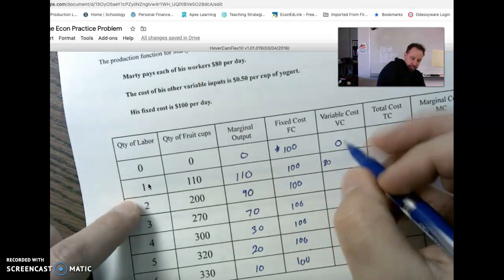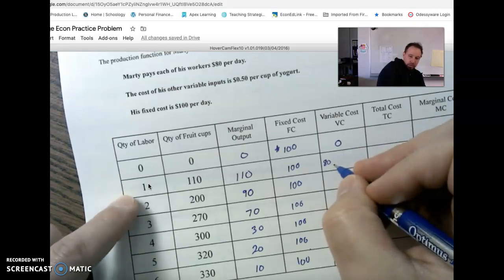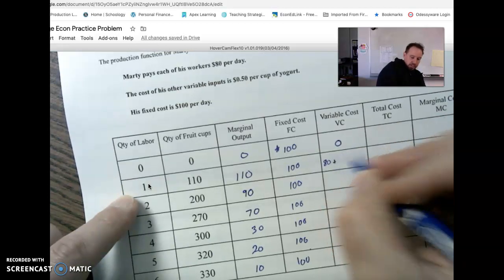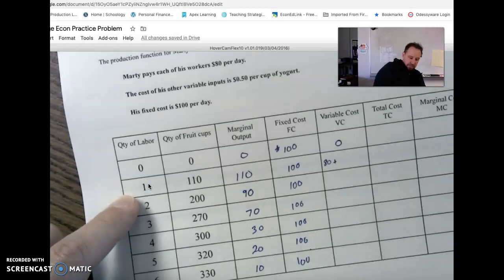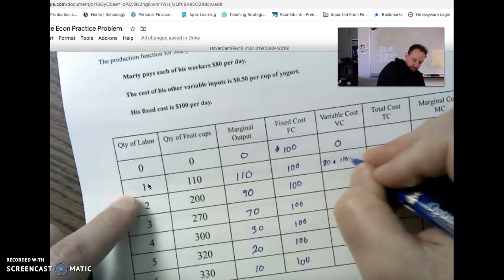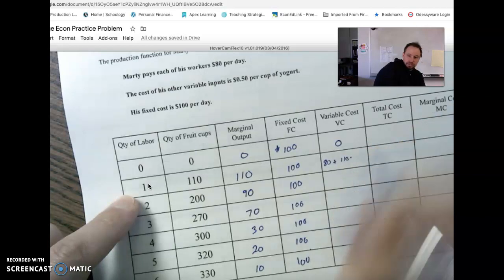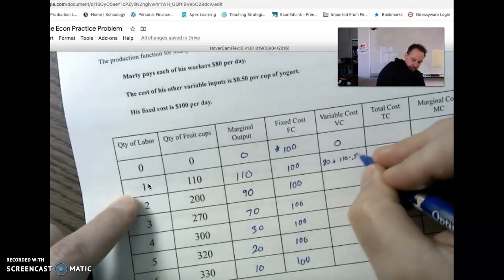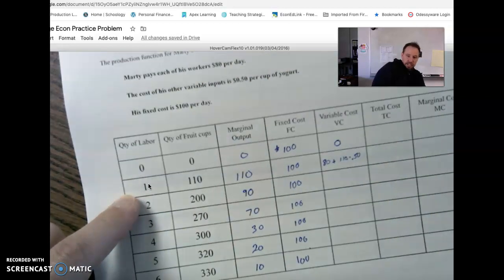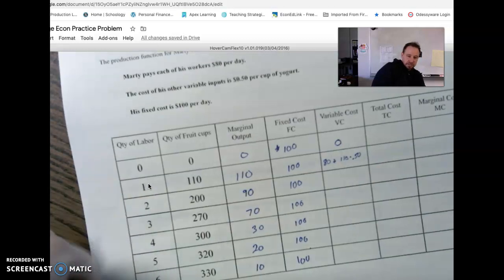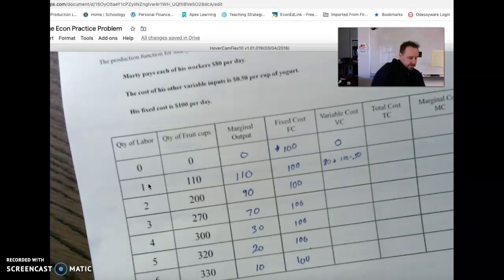So if we figure out a variable cost, we got 80 times 1 because we got 1 worker. So that's our labor cost. Plus, we're going to have 110 times 50 cents. So that's kind of the process that we would use to figure that out. So if you have half of 110, that gives you 55 plus 80.